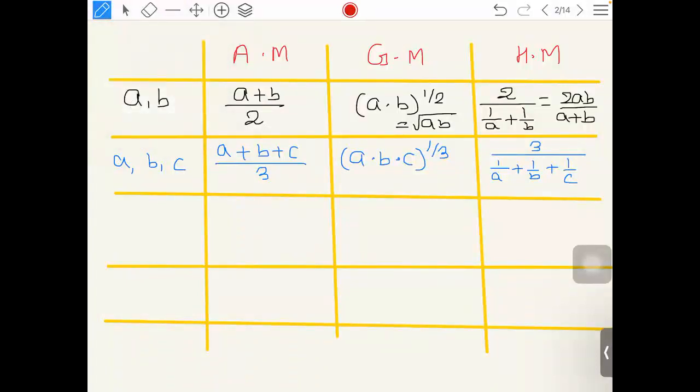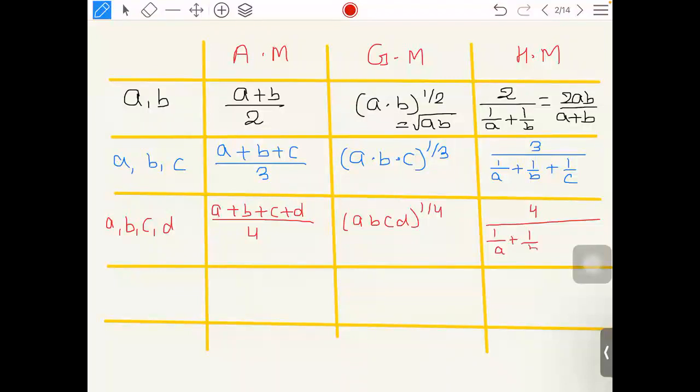Let's see when we have four terms, A, B, C, D. Then AM is given by (A plus B plus C plus D) upon 4. GM is given by the product of ABCD raised to 1 by 4, and HM is given by 4 upon (1 by A plus 1 by B plus 1 by C plus 1 by D).